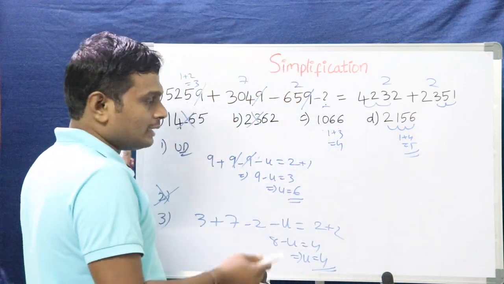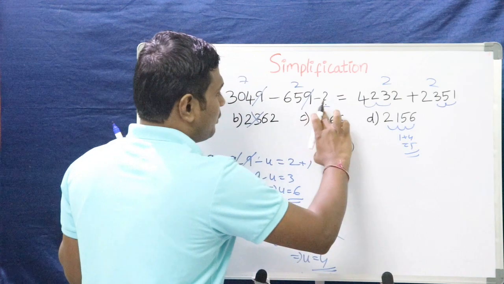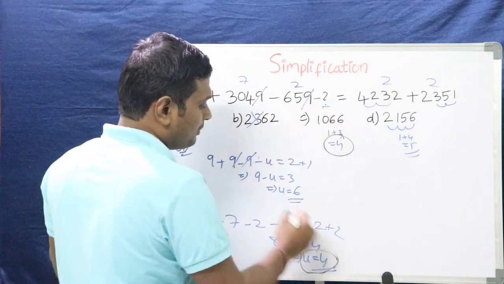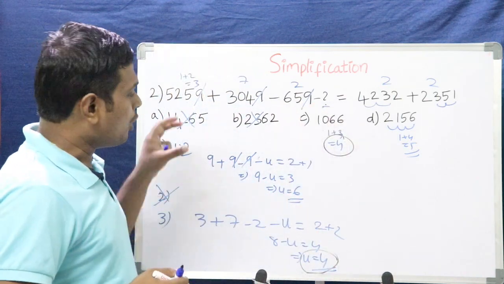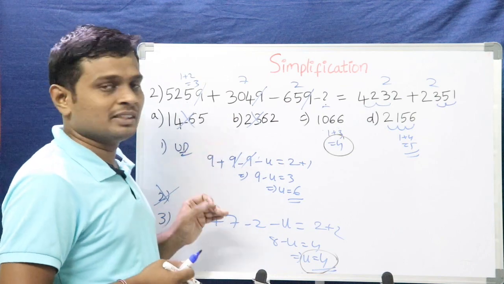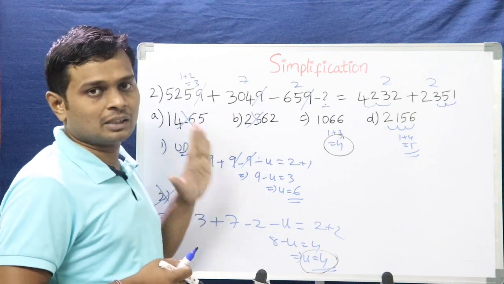What is the answer then? This is the answer, because for this option we got the sum of the digits as 4, right? How much time did it take us to solve this one? In a few seconds we solved this problem, right?